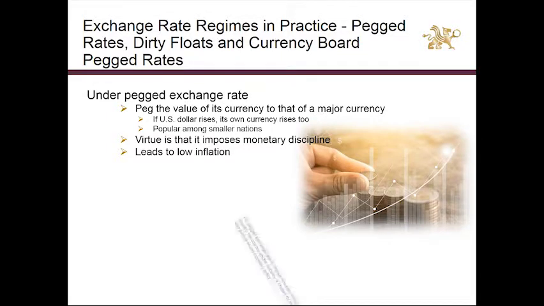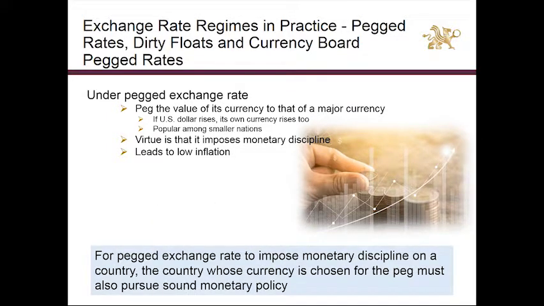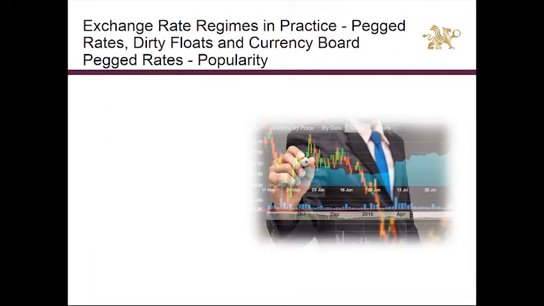Of course, for a pegged exchange rate to impose monetary discipline on a country, the country whose currency is chosen for the peg must also pursue sound monetary policy. Evidence shows that adopting a pegged exchange rate regime does moderate inflationary pressures in a country. An IMF study concluded that countries with pegged exchange rates had an average annual inflation rate of 8% compared with 14% for intermediate regimes and 16% for floating regimes.